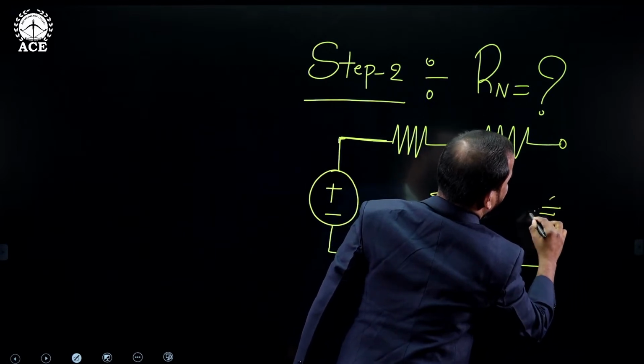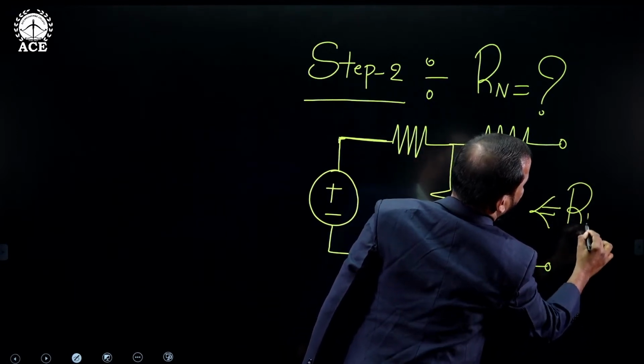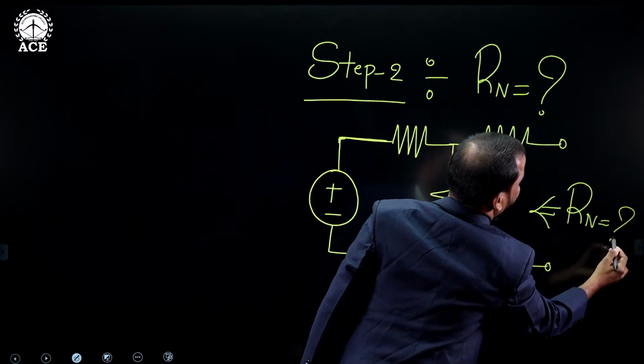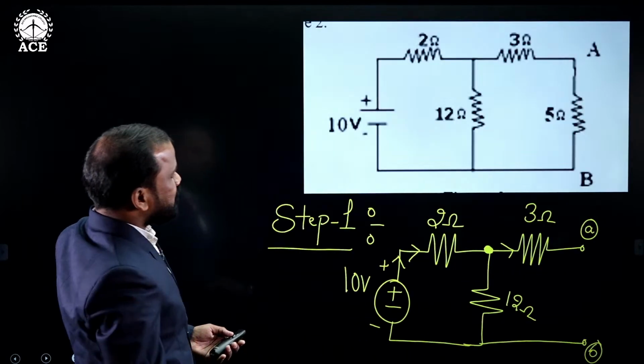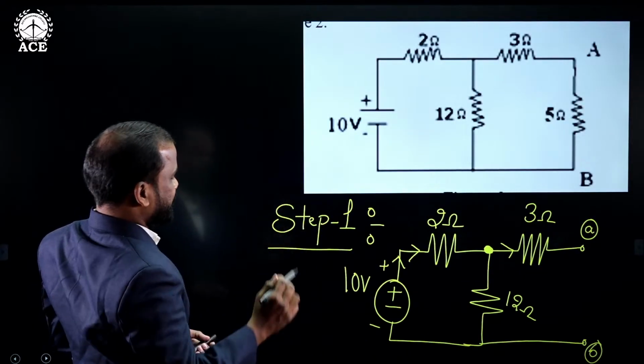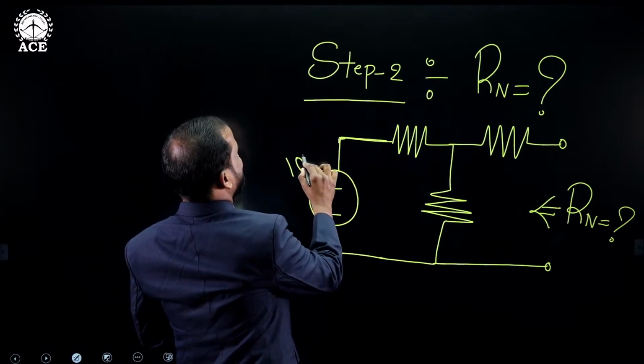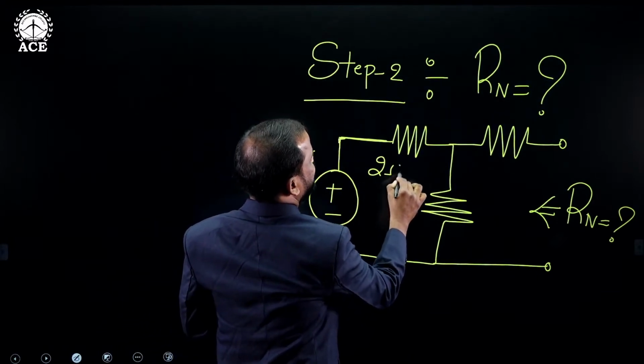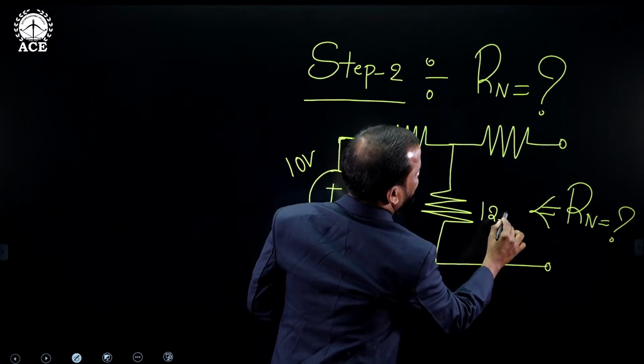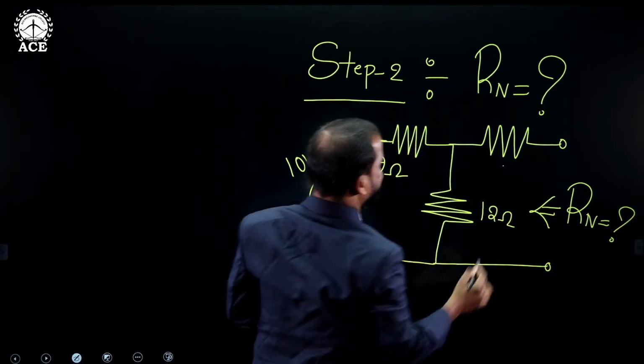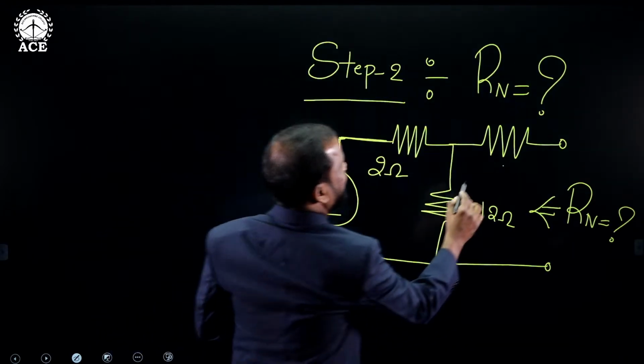So apply the procedure, that's it. You will get the value of anything. Now what is the value of resistance? 2, 12, 3, and this is 10. So this one is 10 volts, this is 2 ohms, this is 12 ohms, and this one is how much? I think 3. Yes, 3.